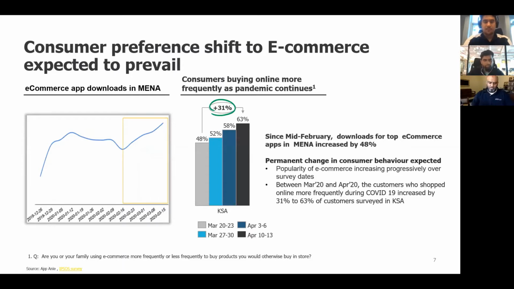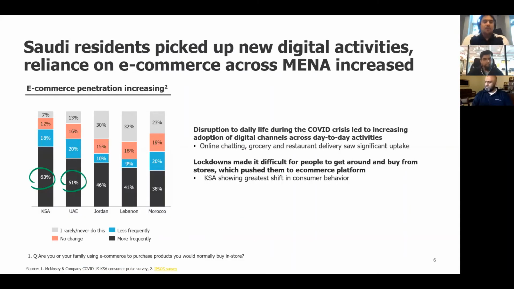I think we moved on the slide. Can we go back to the previous one? Yeah. So the left graph, the first bar on the left, which is KSA, 63% of the respondents have replied more frequently. There are 7% of the respondents who said they rarely do, 18% who said less frequently, and 12% who said no change at all.